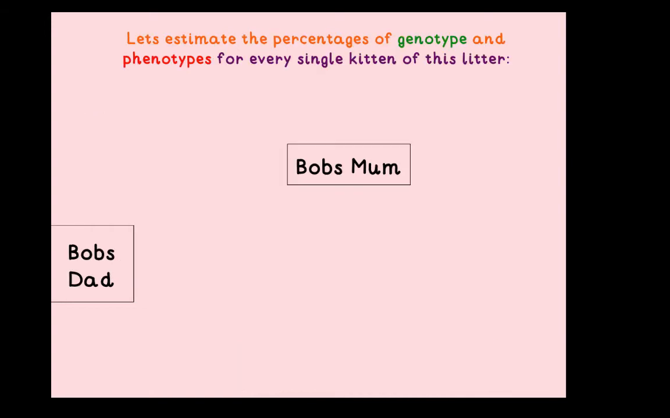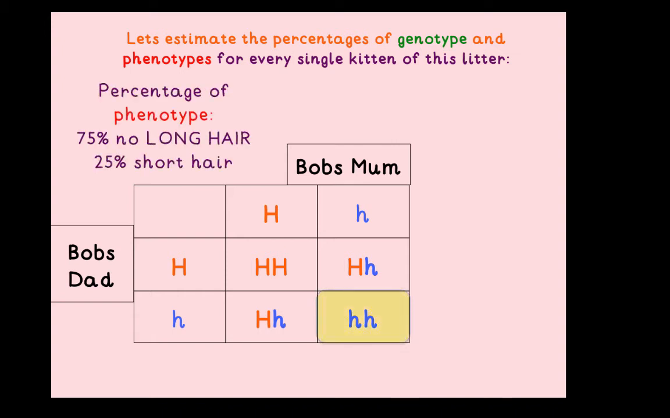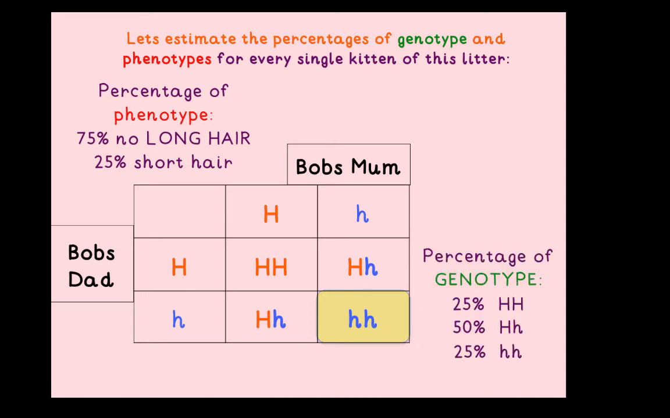Let's estimate the percentages of genotype and phenotype for every single kitten in this litter. Here we have them. We can estimate the phenotype as follows. The percentage of phenotype will be 75% having long hair and 25% having short hair. We can also estimate the genotype. This would be the letters. Here we have 25% of the alleles uppercase H, or homozygous dominant, 50% of the hybrid uppercase lowercase, or heterozygous, and 25% of the homozygous recessive.